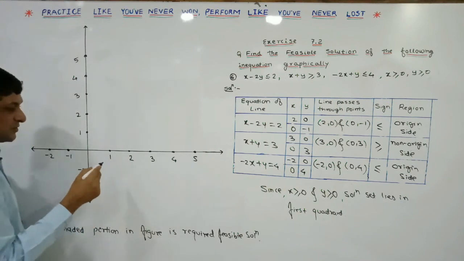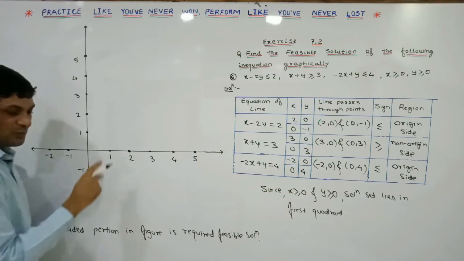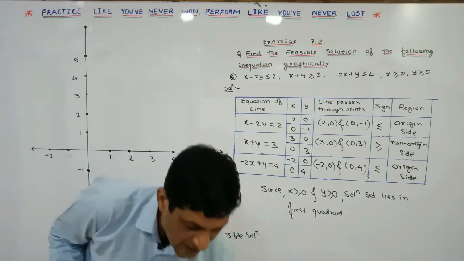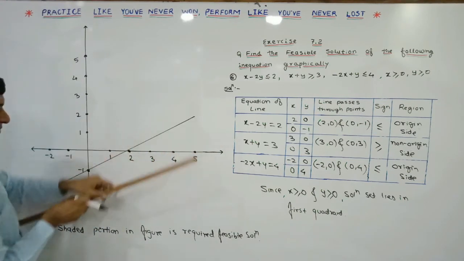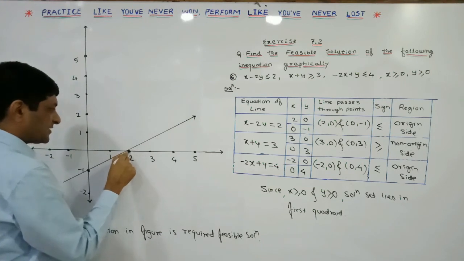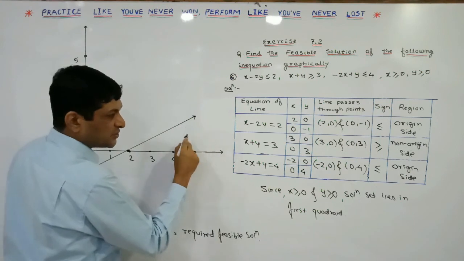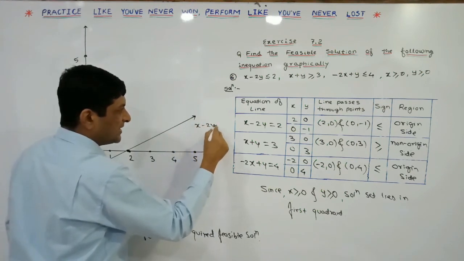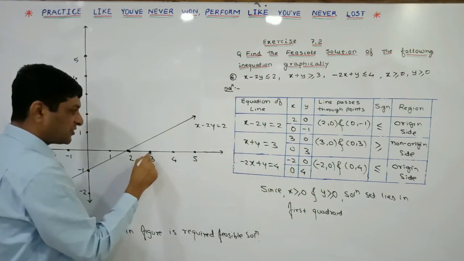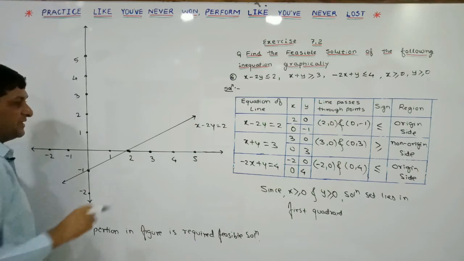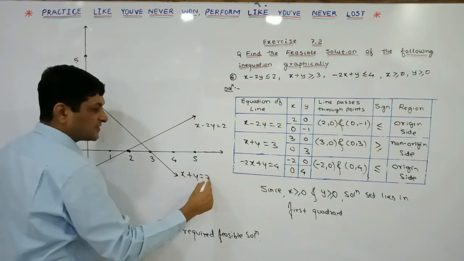Now let us try to draw these lines. Line first passes through the points 2 comma 0 and 0 comma minus 1, so the coordinates of 2 points on this line are known to us. Let us draw the line passing through these 2 points. So in this way we have drawn a line which passes through 2 comma 0 and 0 comma minus 1. And what is the equation of this line? x minus 2y equals 2. Now let us draw the second line which passes through the points 3 comma 0 and 0 comma 3. The equation of this line is x plus y equals 3.